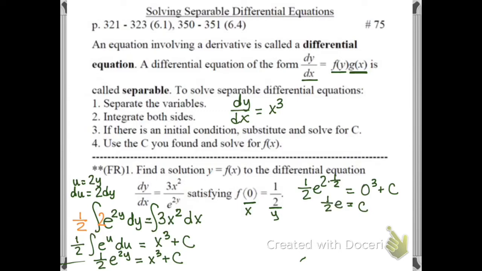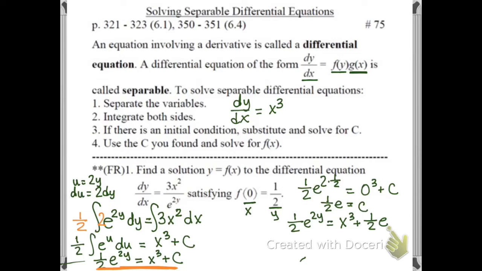Okay, go down to step 4. Use the c you found and solve for f of x. So what we're going to do is go back over here to the right-hand side, the left-hand side, and we're going to plug that c we found into this original equation after we did our integrating. So we are going to have 1/2 e to the 2y equals x cubed plus 1/2 e. Okay, we just need to solve for y now.